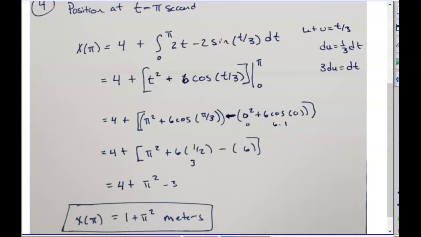All right, so big takeaway from number 4 is if they give you velocity, they gave us the velocity equation, and they ask me to do position, I have to undo that with the antiderivative of the integral.